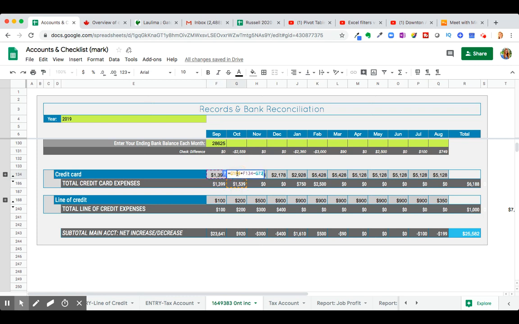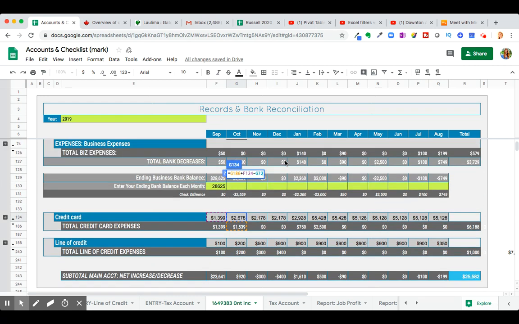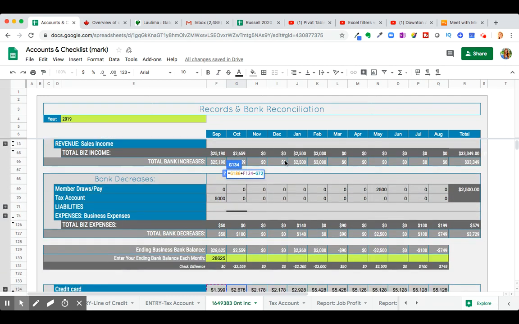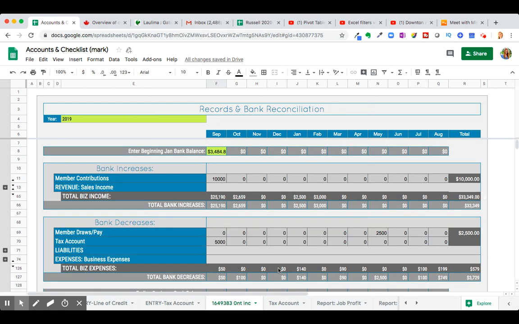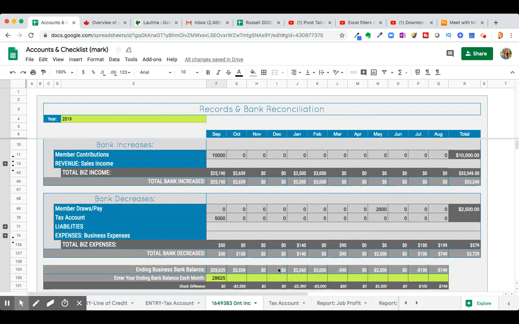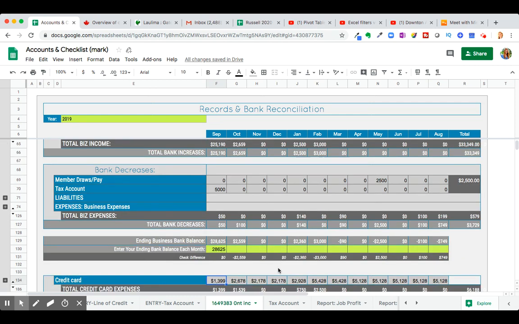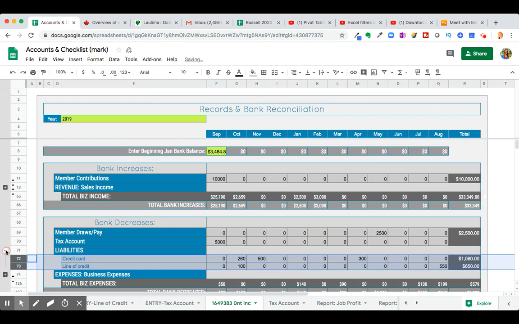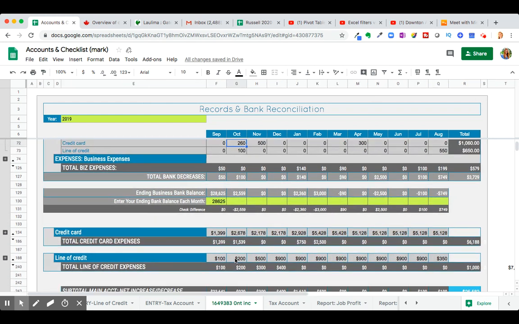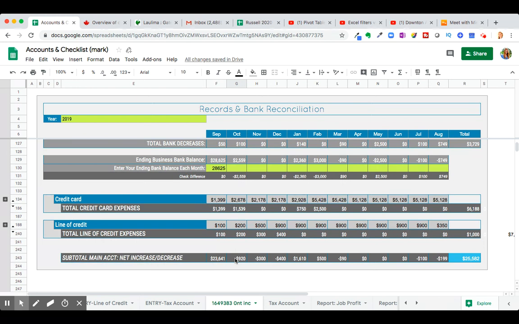Essentially how this is working, I might have to help you adjust the beginning one, but let's say your end of September credit card balance was $13.99. Oh, that's gone up since I set that up. Anyways, up here under liability credit card, let's change that.